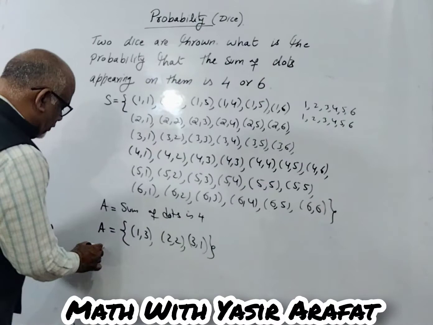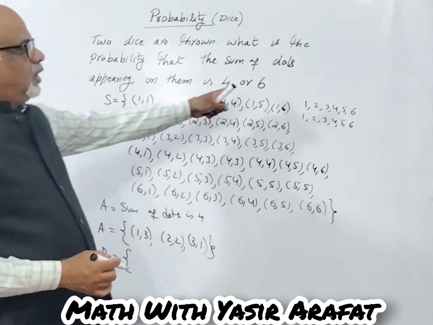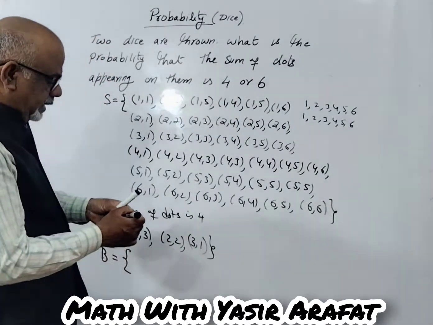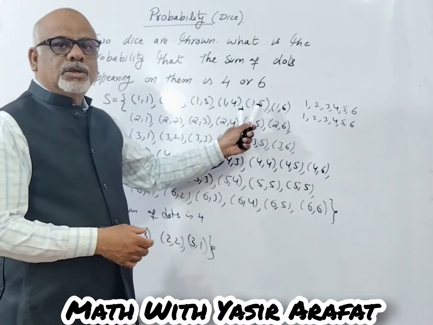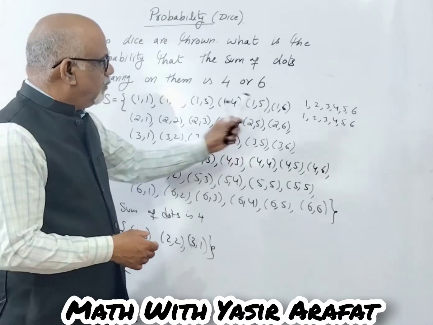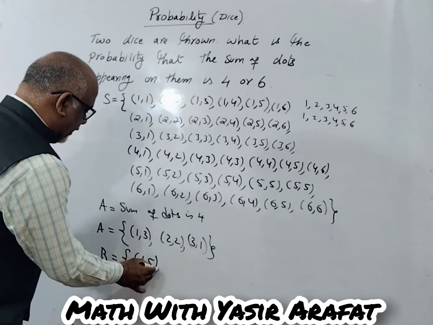And now come to the second event. The sum of dots is 6. The sum of dots is 6 means we have to find all those ordered pairs whose sum is equal to 6. That is, the first one will be 1, 5.